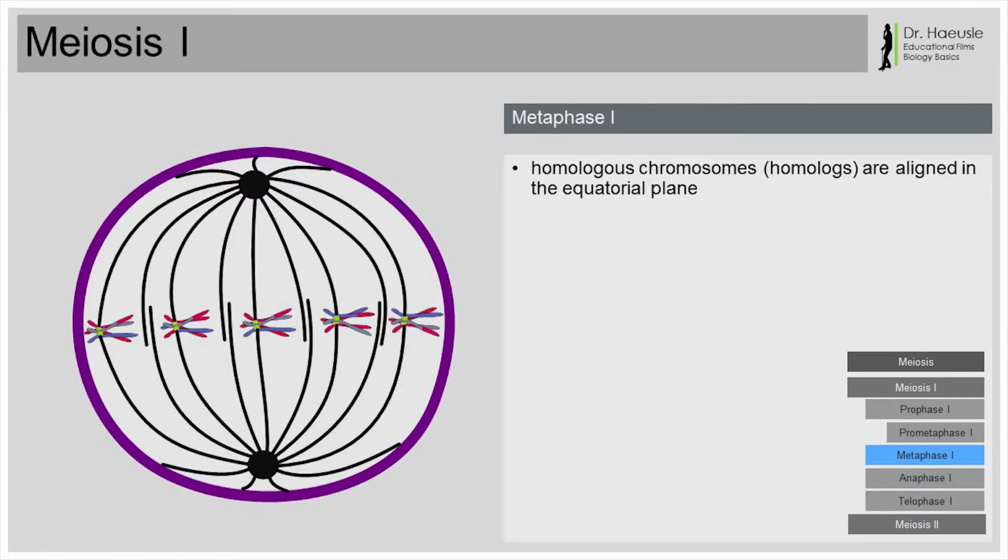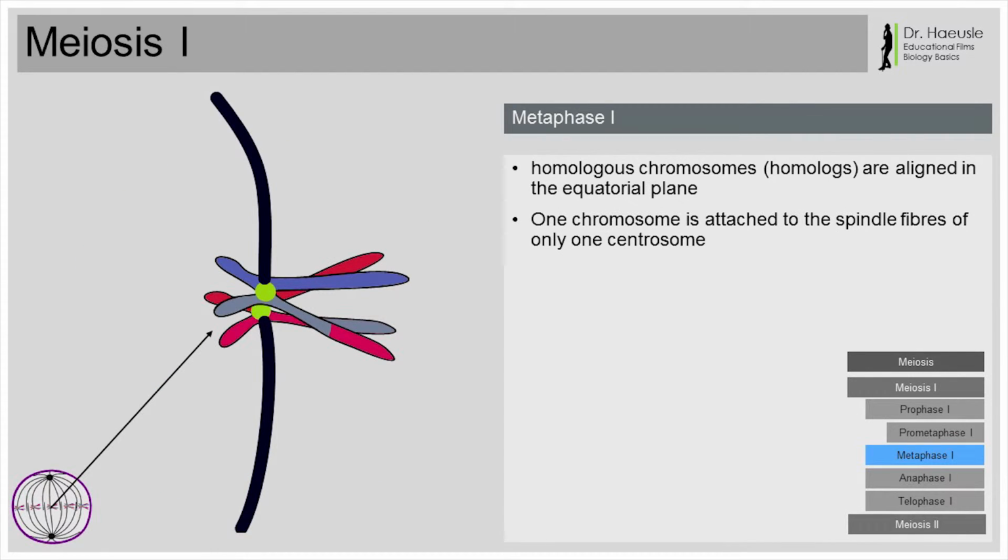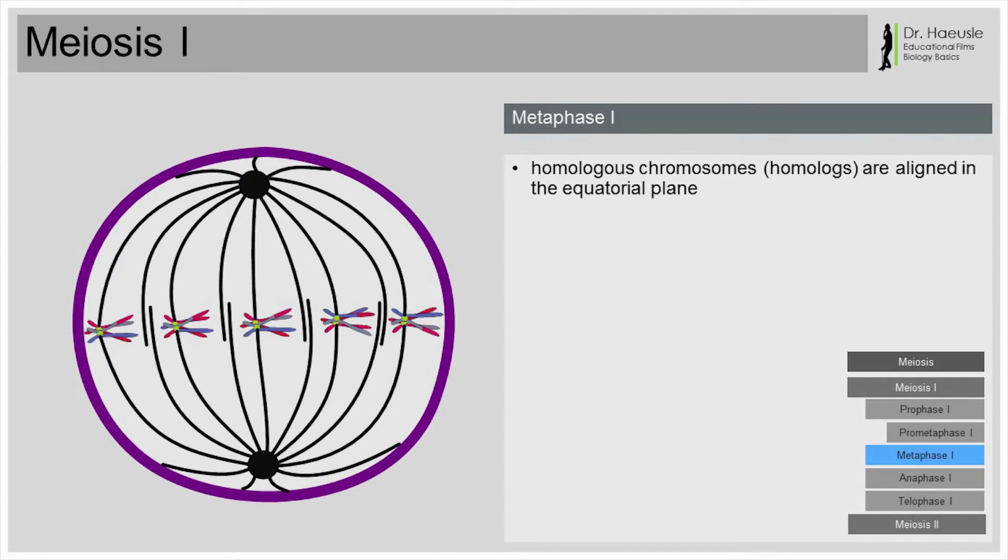So there is a double row of chromosomes in the equatorial plane. Yes. The centromere of one chromosome is only connected to the spindle fibers of one centrosome. This will enable the separation of the homologs later on, in anaphase 1. Does that mean that the chromosomes stay intact and the sister chromatids are not separated?